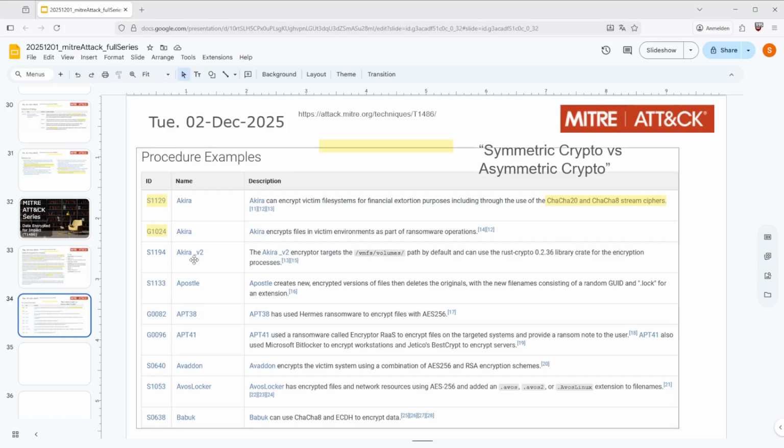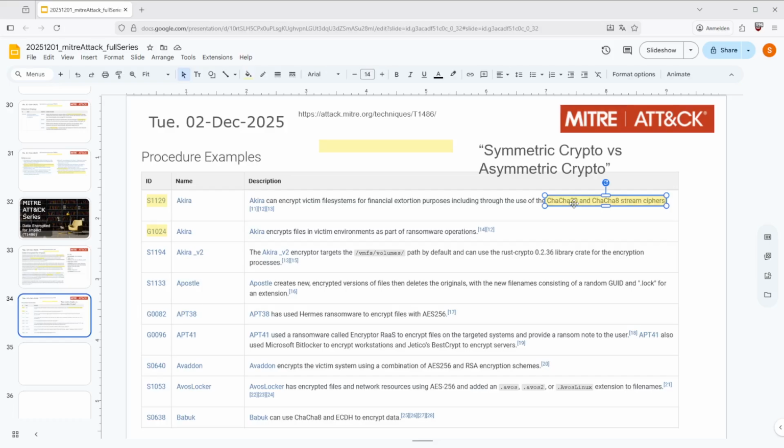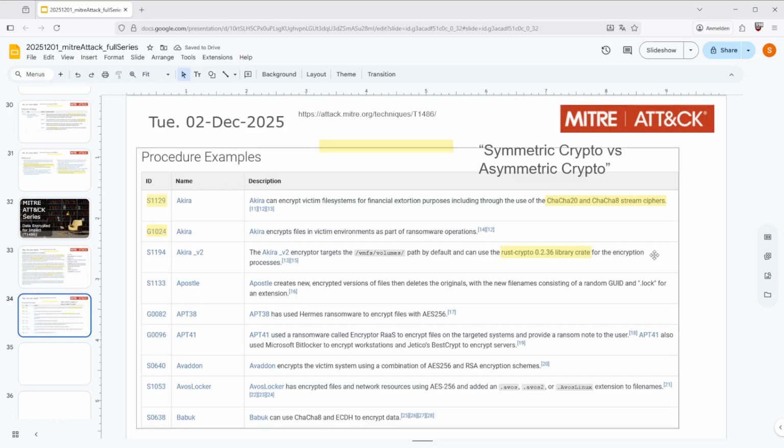Yeah, then is Akira V2, another S. The Akira V2 encryptor targets the VMFS volumes path by default and can use the Rust crypto library. That doesn't say anything. Great for the encryption process. This sounds like a living off the land thing. So the Rust crypto library, great. Is that something that is openly available on systems anyways?